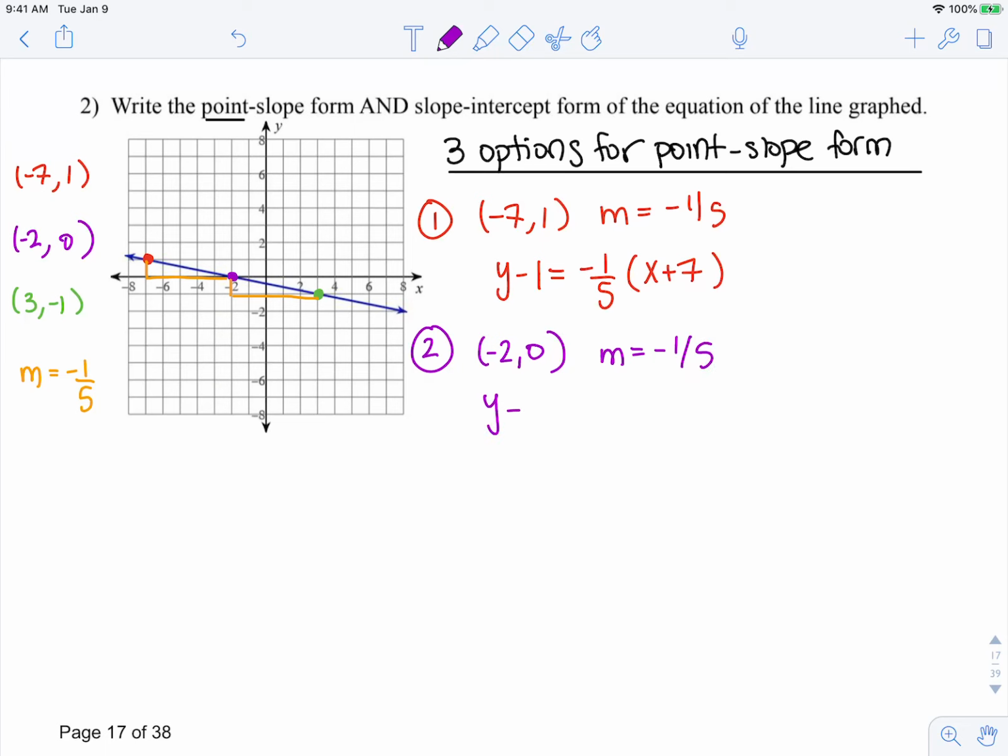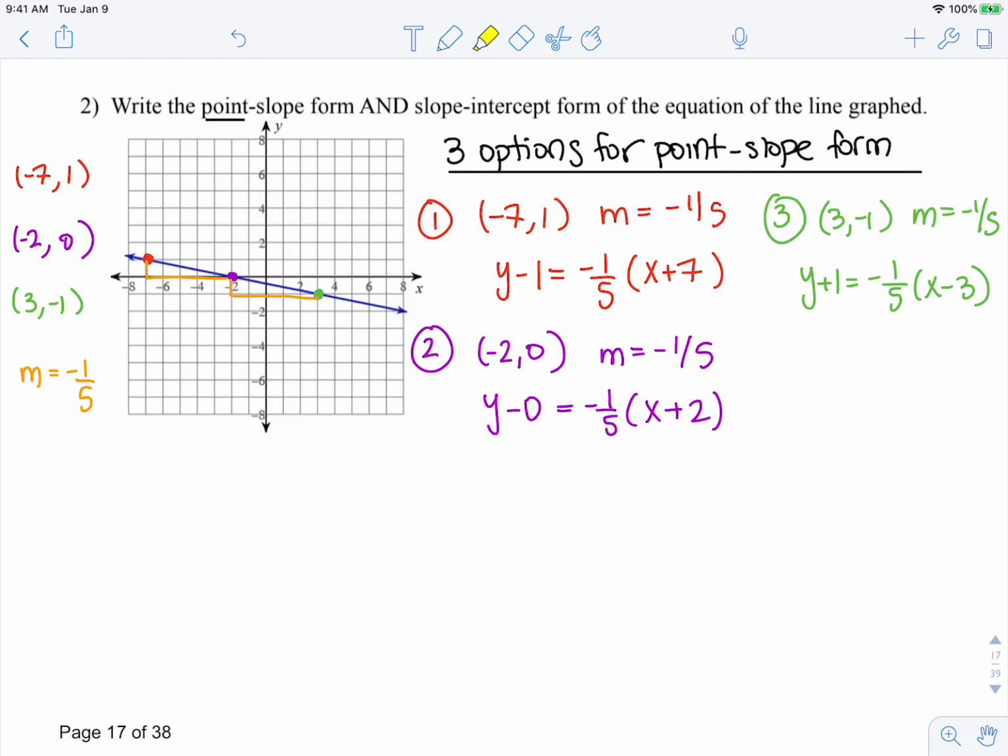My second option is my purple point, -2, 0, and my slope is still -1/5. So that's going to be y minus 0 equals -1/5 x plus 2. My third option is my green point, 3, -1, and my slope is still -1/5. So that means my point slope is y plus 1 equals -1/5 x minus 3.